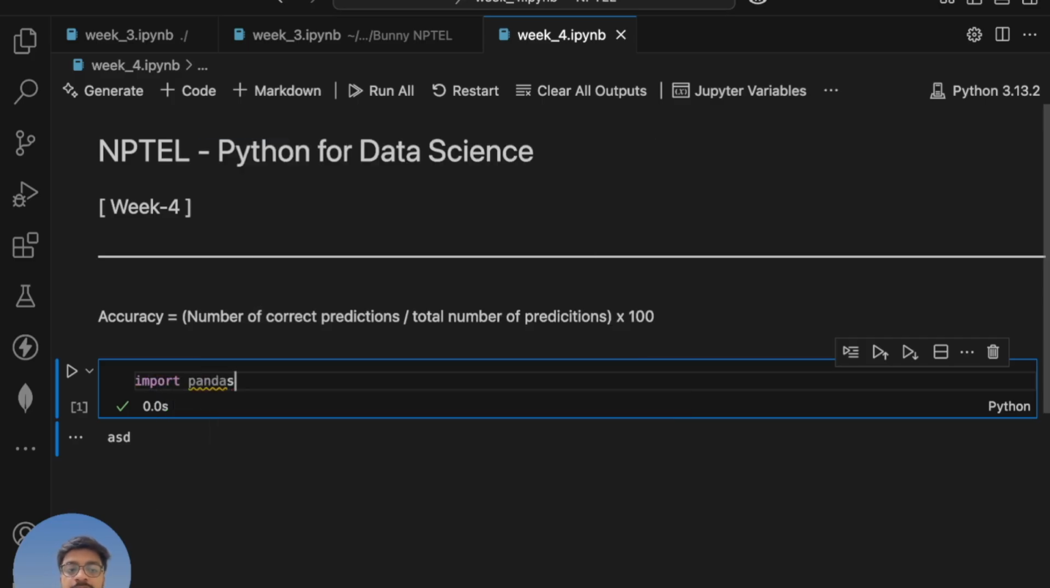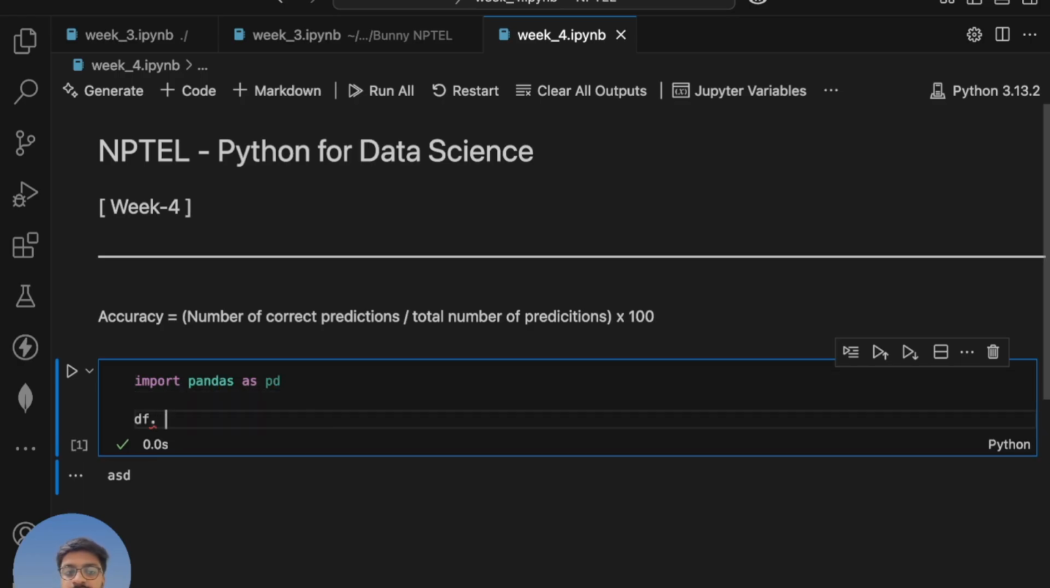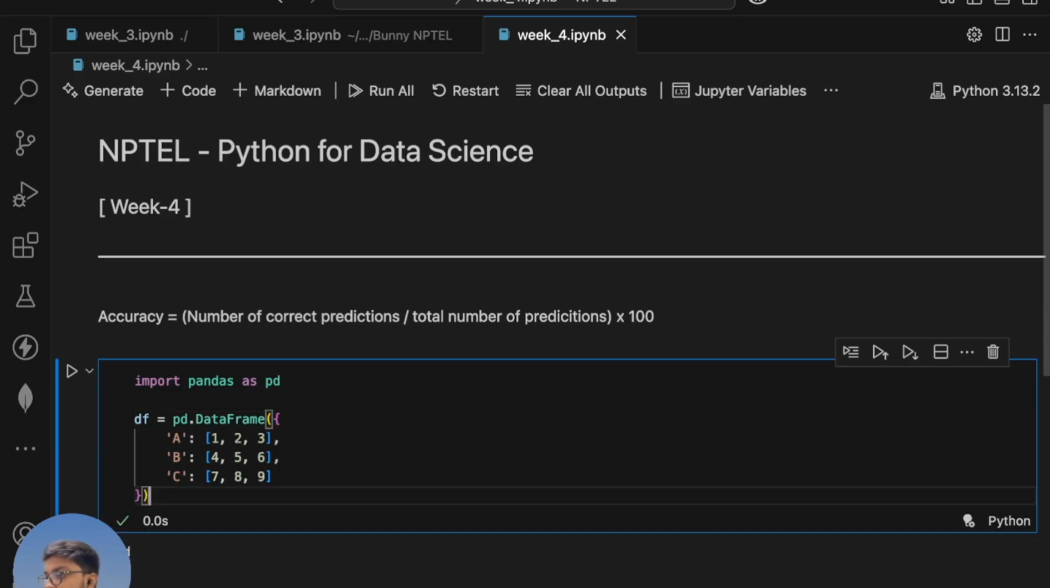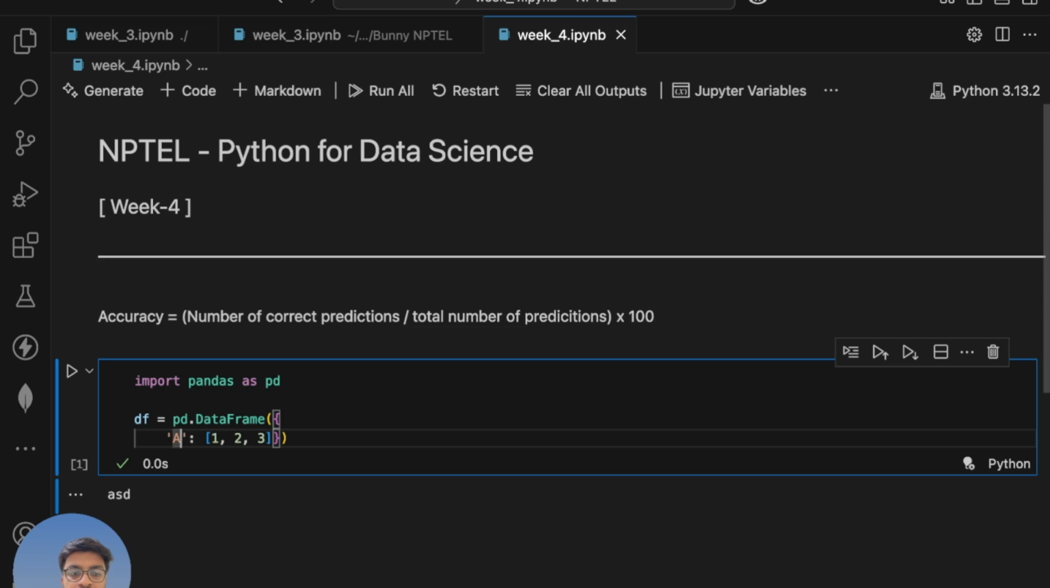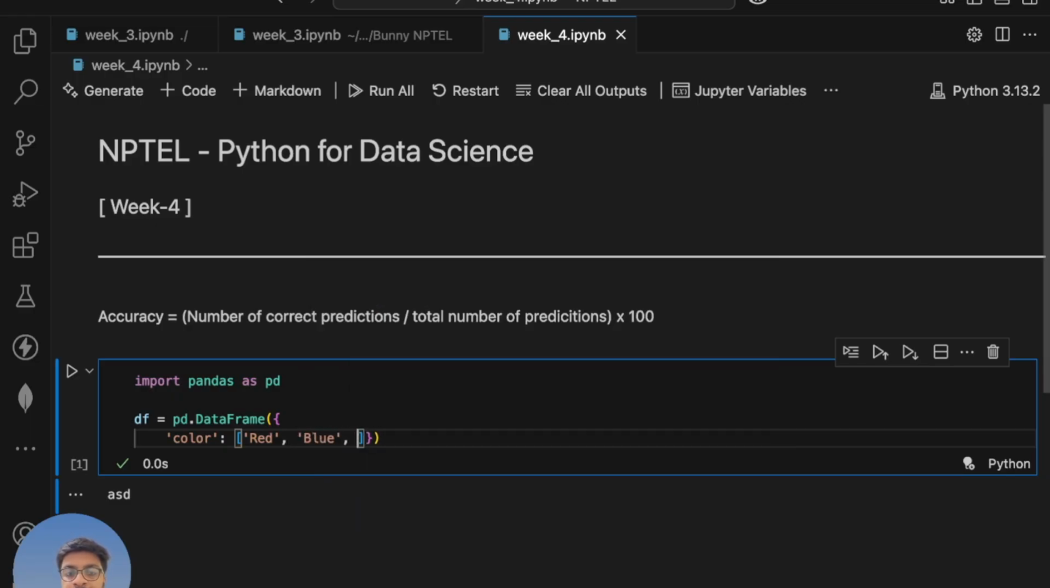Import pandas as pd. Now df equals pd.DataFrame. Okay, we do not need this much. We have this much data. Cool, right.